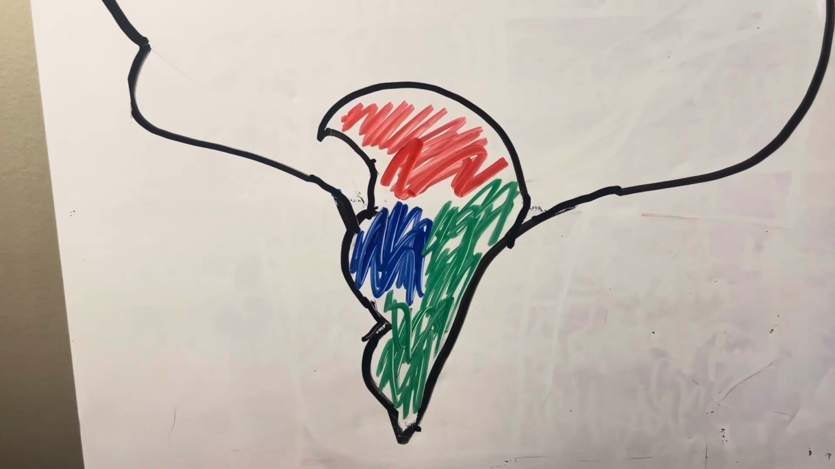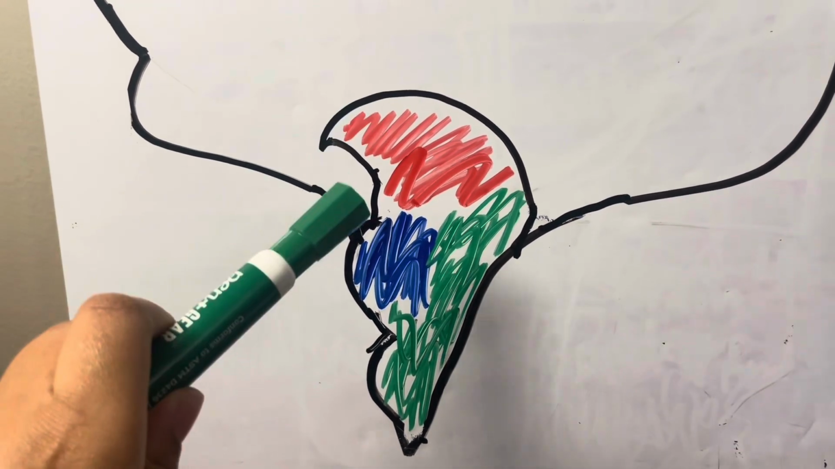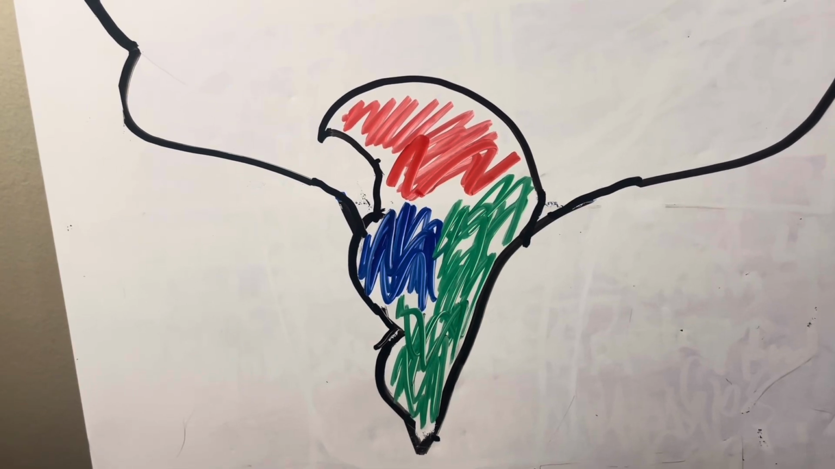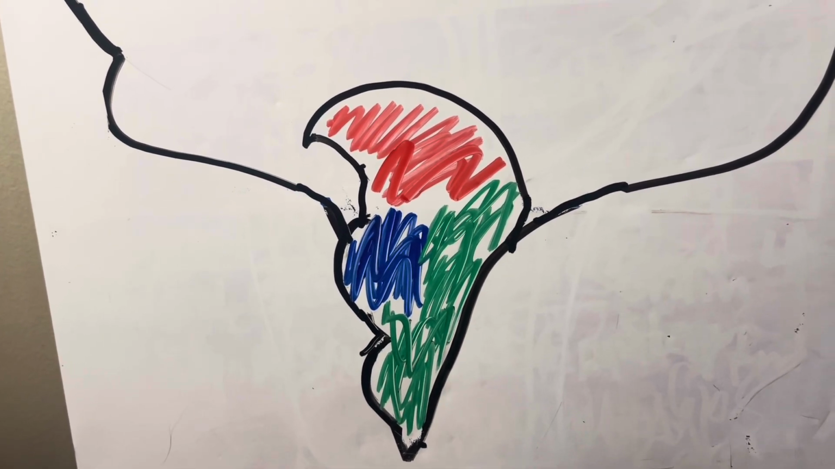Hello everyone, today we will be discussing the parts of the brain. The first portion of the brain we'll be talking about is the midbrain, which is this red portion right here, and that functions as a relay station between higher brain centers and the brainstem.